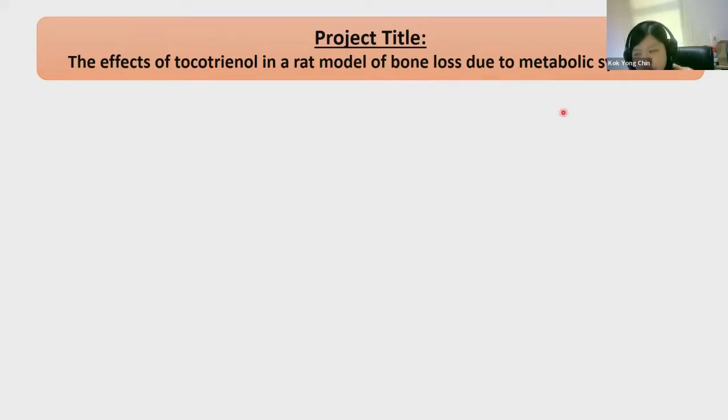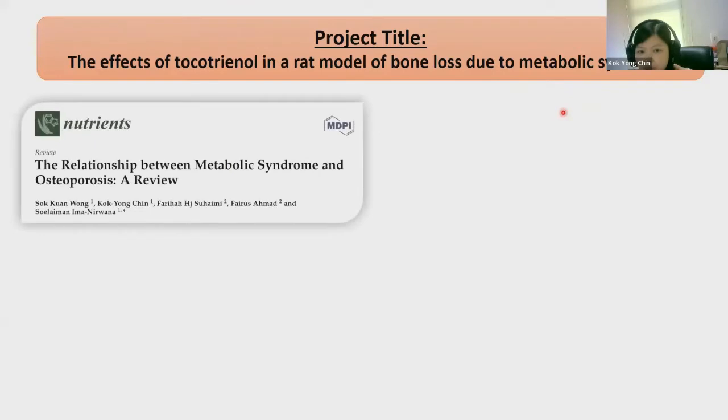There are some review articles that I produced during my PhD study. The first one is the relationship between metabolic syndrome and osteoporosis. As I mentioned before, the first thing I needed to know is whether there is any relationship between metabolic syndrome and bone loss. Can metabolic syndrome cause bone loss? This is something I needed to read for my PhD project, so this was the first review paper that I did. That's how I gained more understanding of how metabolic syndrome causes osteoporosis.